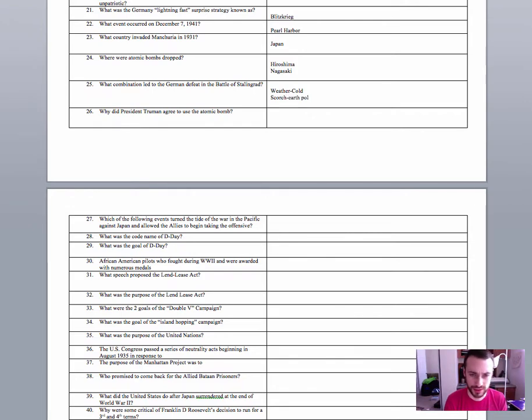That should be good. There's other reasons too, but I think those are the ones that you really have to know. Number 26, why did President Truman agree to use the atomic bomb?